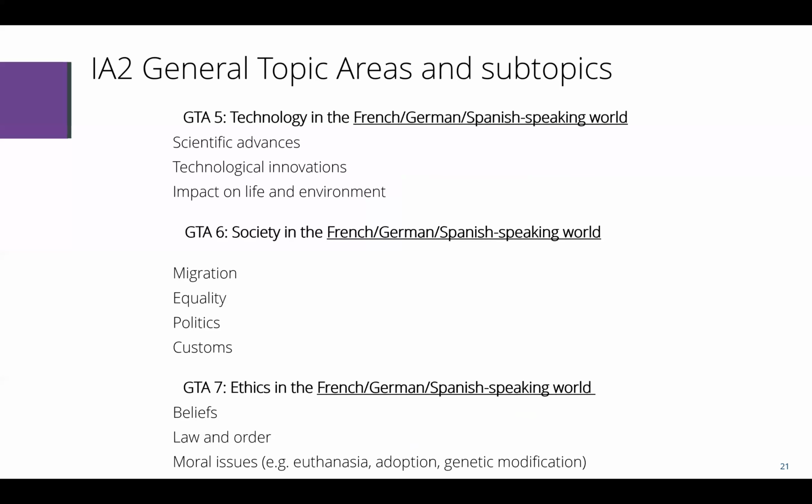Okay, now we're going to start looking a little bit at the second part. Generally, schools do the IAS in their first year of the sixth form, and then they progress to the IA2 in the second year. But it depends on your students, obviously.